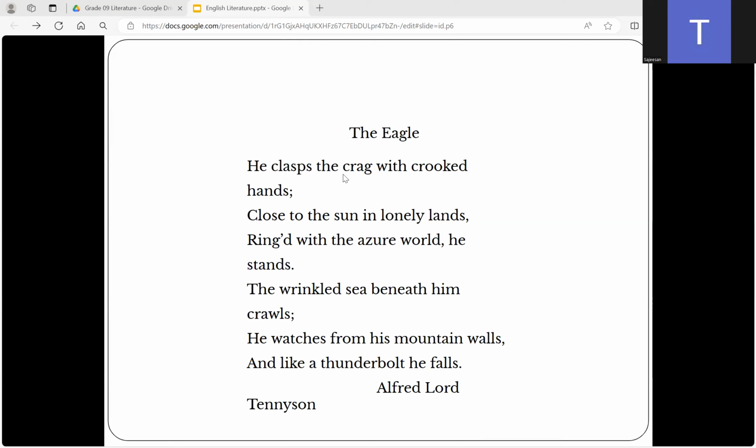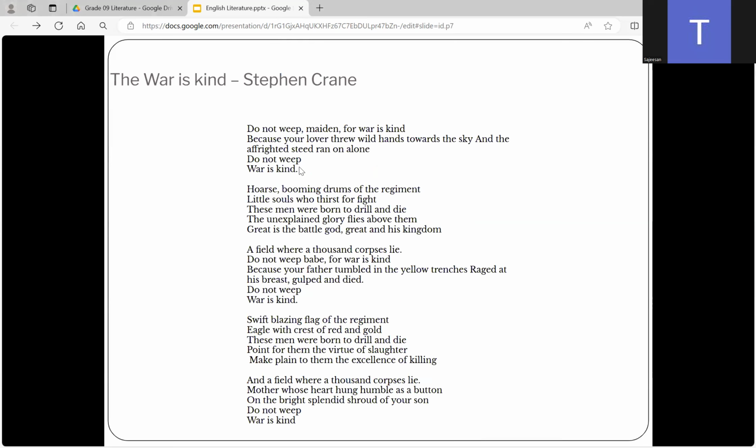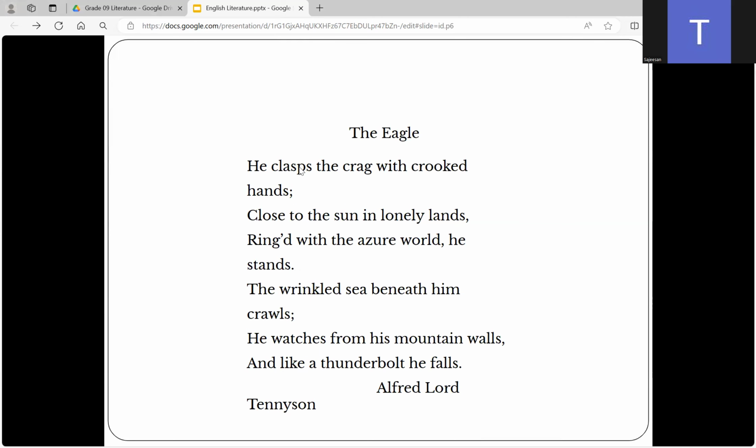He clasped the crag with crooked hands, close to the sun in lonely lands. Ringed with the azure world he stands. The wrinkled sea beneath him crawls. He watches from his mountain walls, and like a thunderbolt he falls. So the poem written by Alfred Lord Tennyson, can you find the simile used here? Yeah, like a thunderbolt he falls. Excellent.